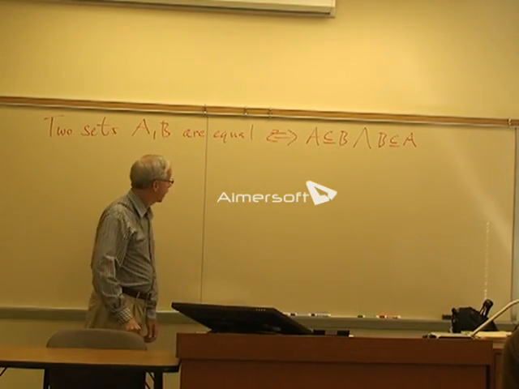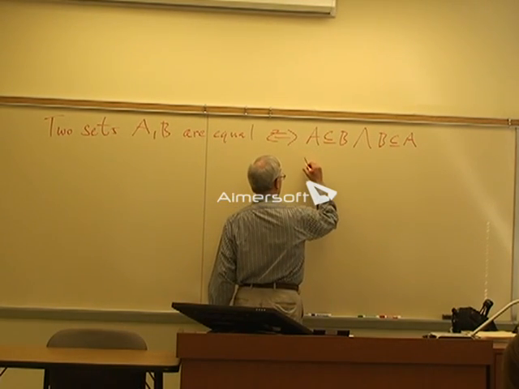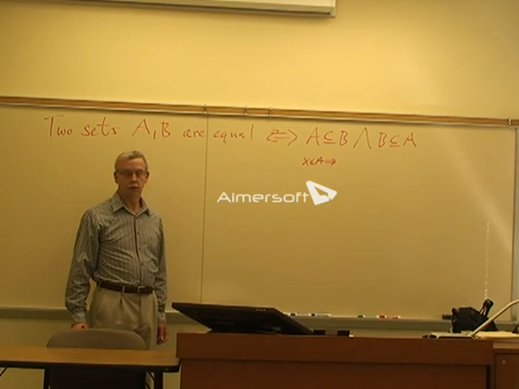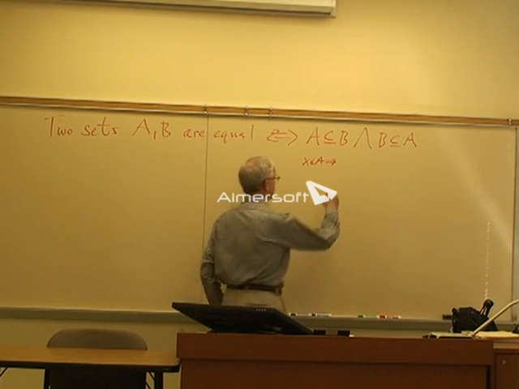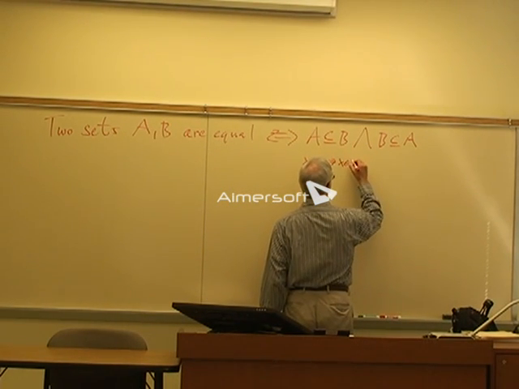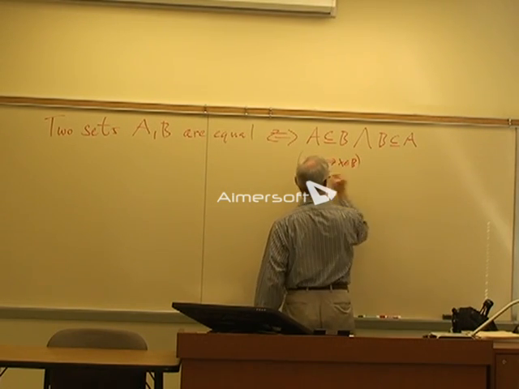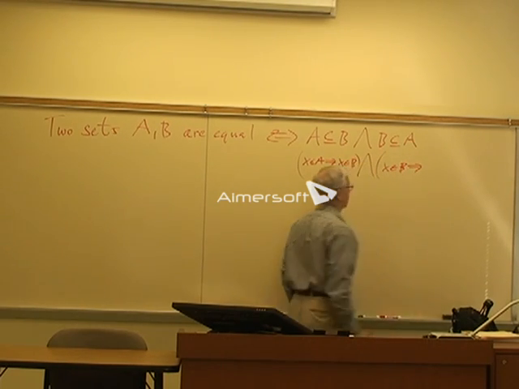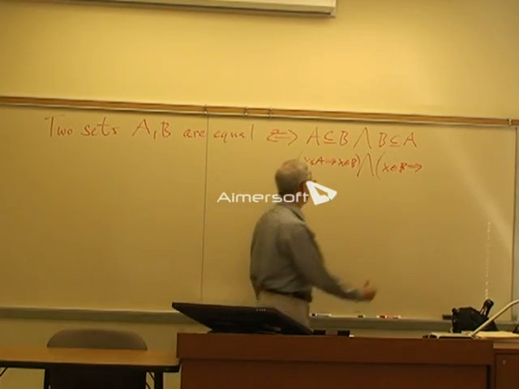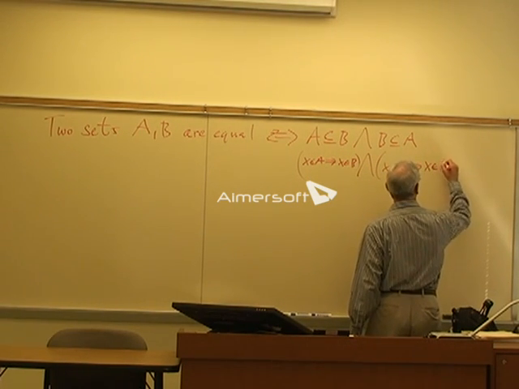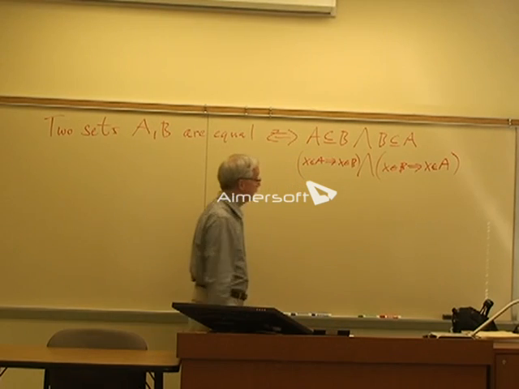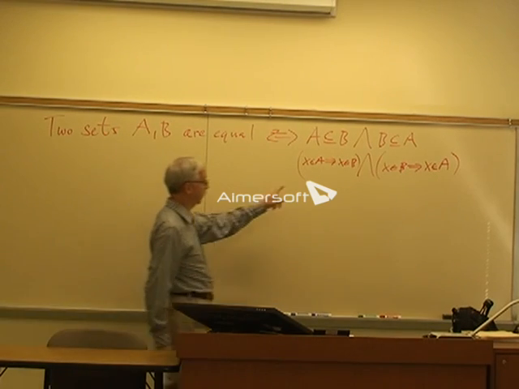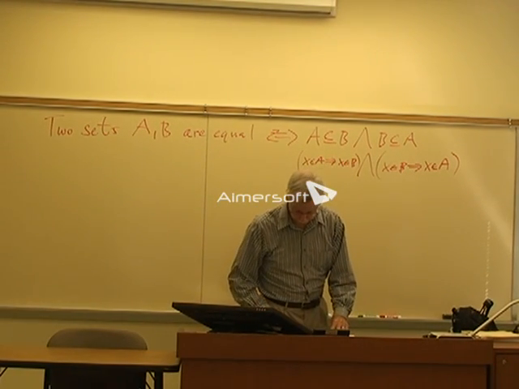What does that mean? It means that X in A implies X is in B. Right? That's what this means. And X in B implies X in A. Yeah, this is functionally how we actually do this. We pick an arbitrary element in the first set and demonstrate that it must be a member of the second set and vice versa. We have to prove both of these to prove set equality.